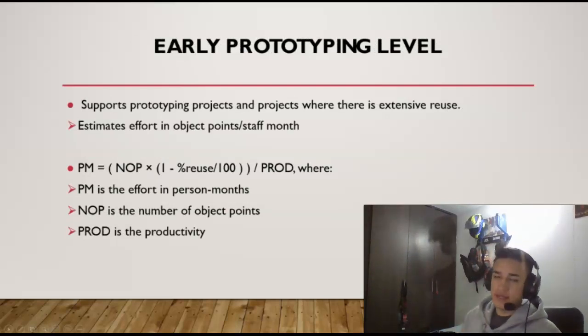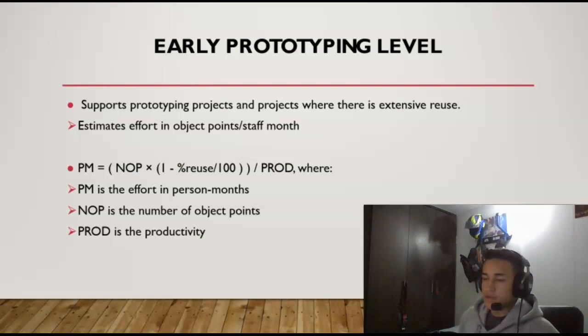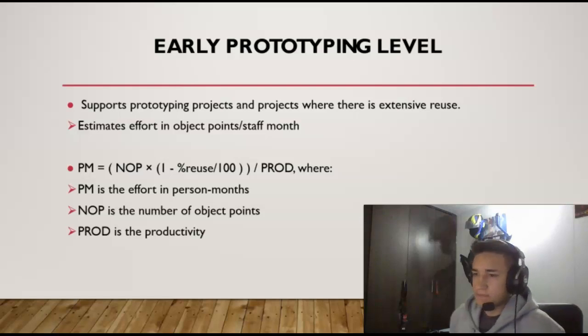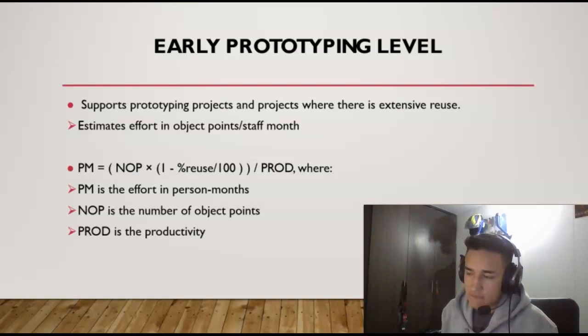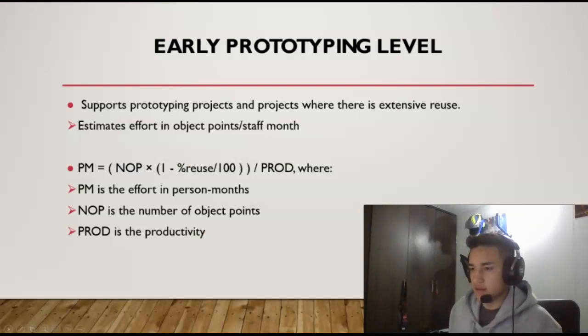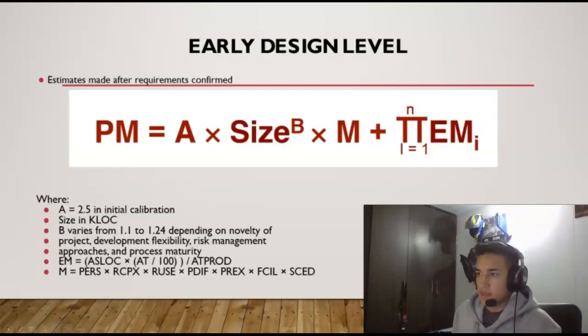Early prototyping level. It supports prototyping projects and projects where there is extensive reuse, and estimates effort in object points and staff months. PM = NOP / PROD is the formula, where PM is the effort in person-months, NOP is the number of object points, and PROD is the productivity.